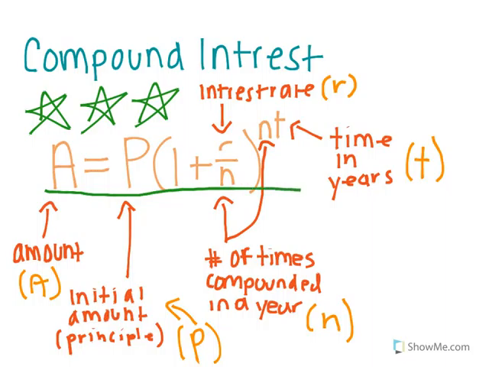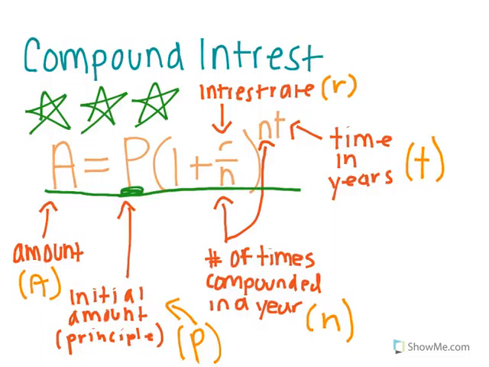It's A is equal to P, parentheses 1 plus r over n, close parentheses, to the nt. Now let me break this down for you. A is the amount you're trying to find. They're going to ask you to find an amount, like how much money you have after all this interest. That's your A term. The amount you start with is P, your initial amount. It's sometimes called the principal.